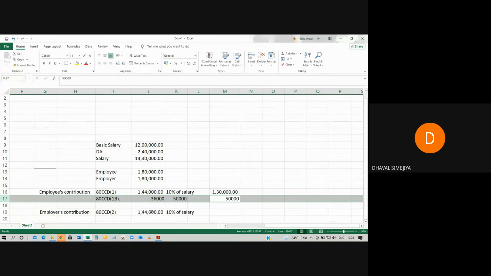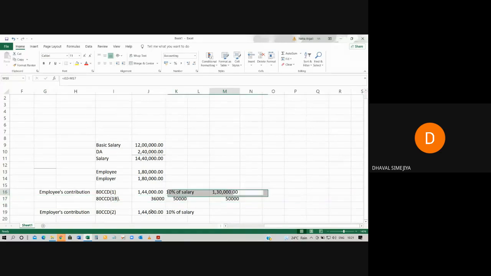Sir, which answer is correct? Both the answers are correct. This answer is correct. Similarly, this answer is also correct. Choice is yours. But if you provide a solution like this, you will be considered an expert of income tax. Otherwise, all of the students will write 1,44,000 and 36,000. Why? Because it is given in the book.